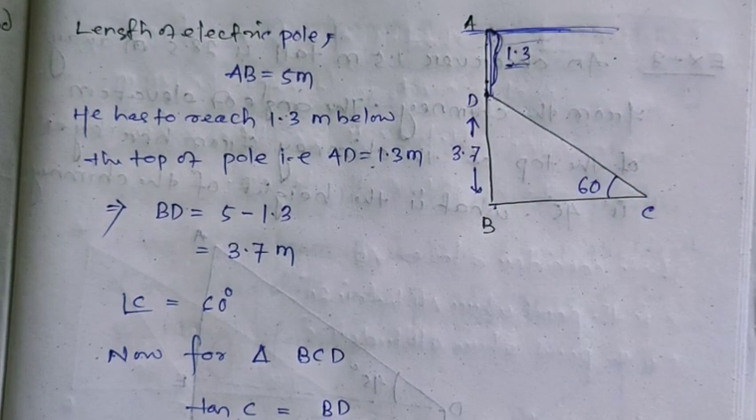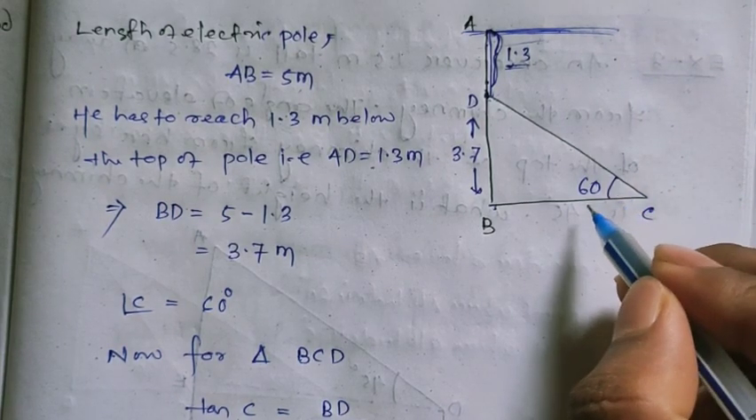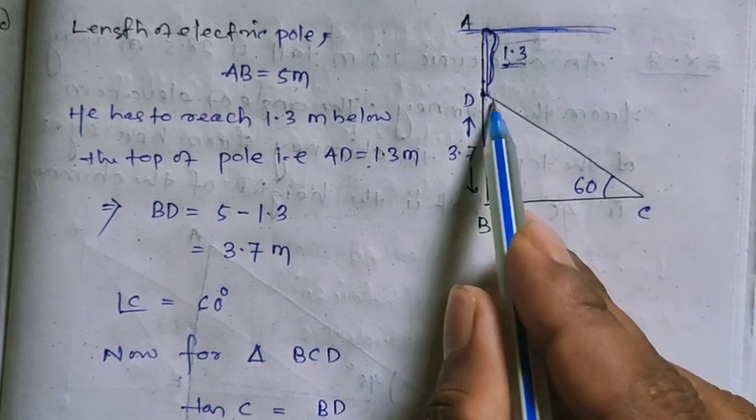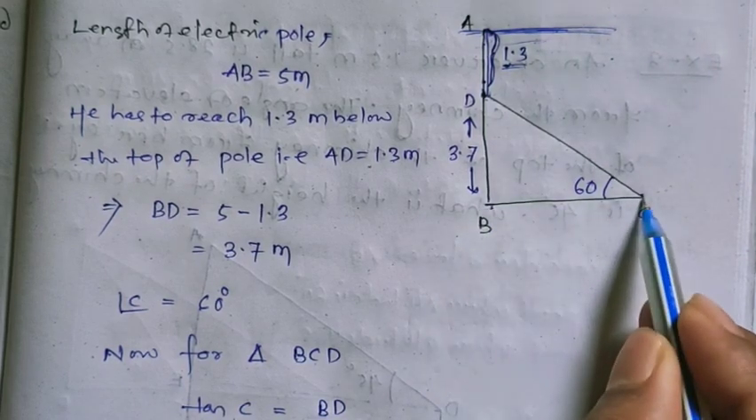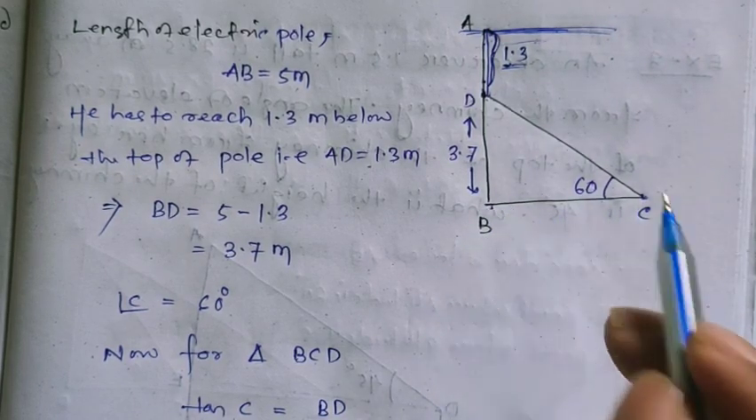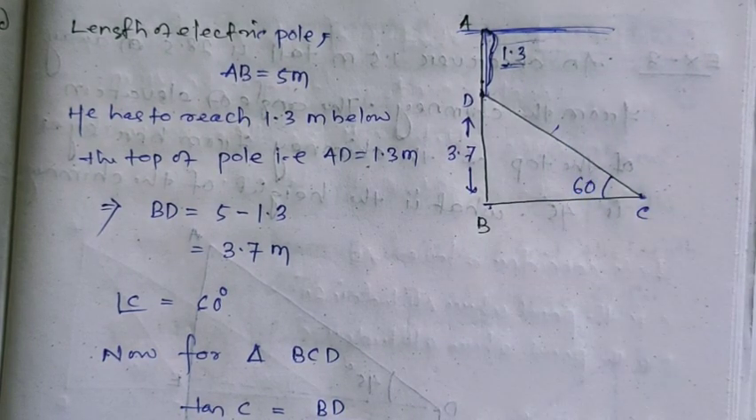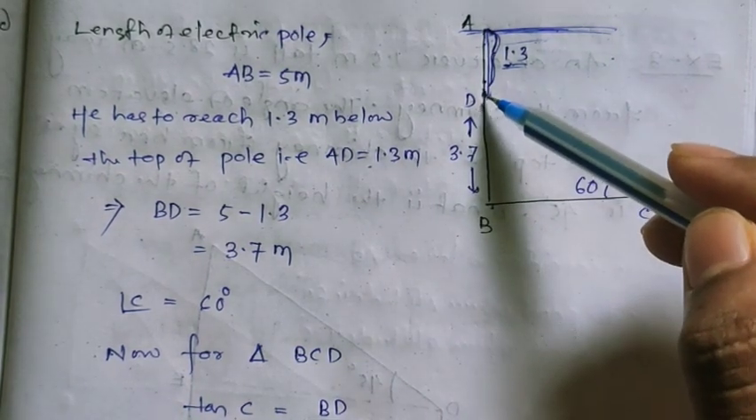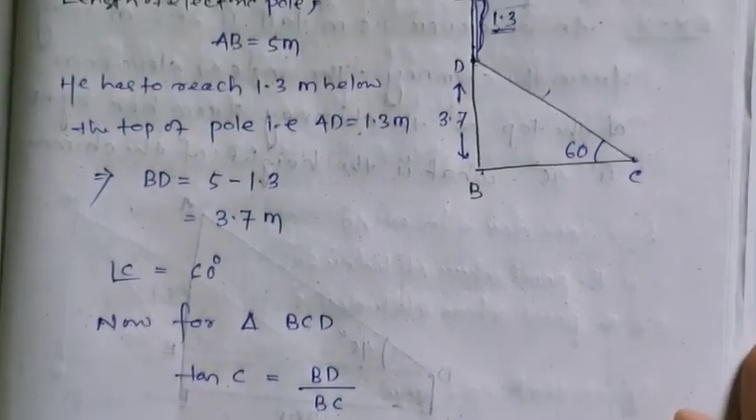And again, what is given is that the angle of elevation of the ladder with the ground is 60 degree. That means this angle is 60 degree. And what we have to find is the length of the ladder and how far the foot of the ladder is from the pole. That is, we have to find out CD as well as BC in this question.